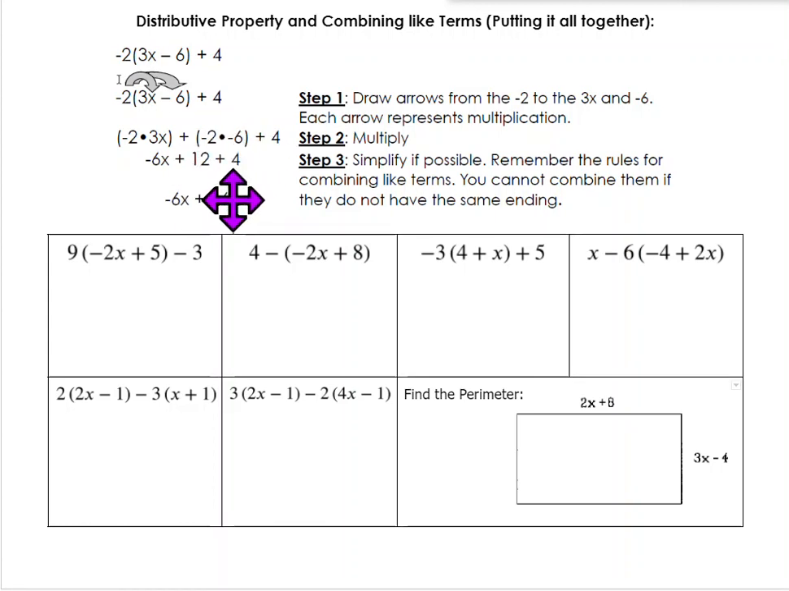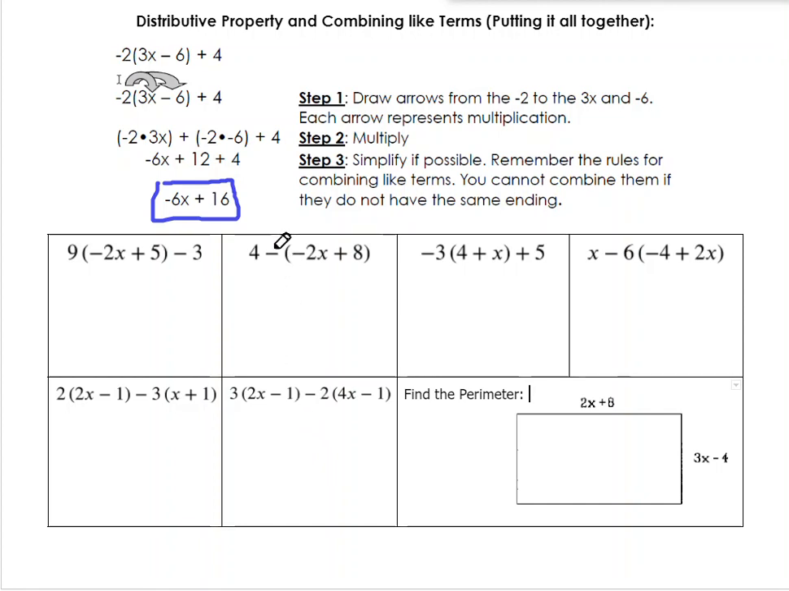So then I would combine my like terms. What can I combine here? Well, the 12 and the 4 are both constants. I can combine those two, right? 12 plus 4 gives me 16. That negative 6x, I can't combine anything with it, so it just stays negative 6x. And that is our answer. Okay? Let's try another one. Let's do a hard one.